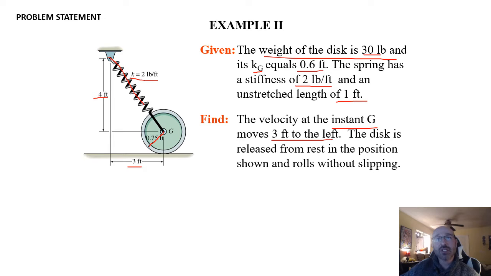The disk is released from rest, so we know it starts with initial velocity equal to 0 in the position shown and rolls without slipping. So there's our assumption right there that there's going to be no slipping involved.